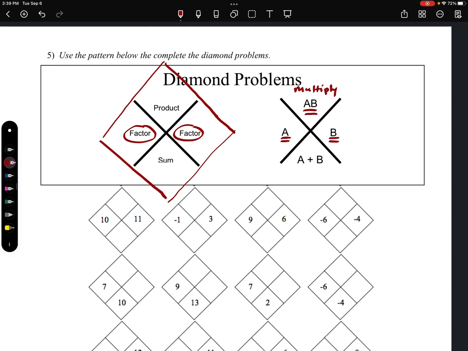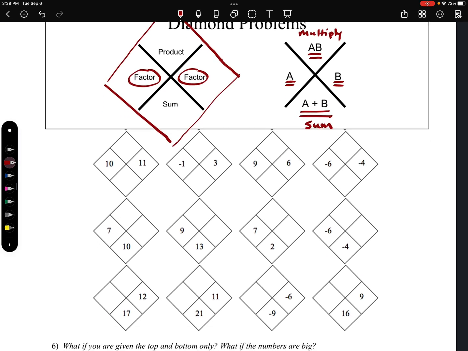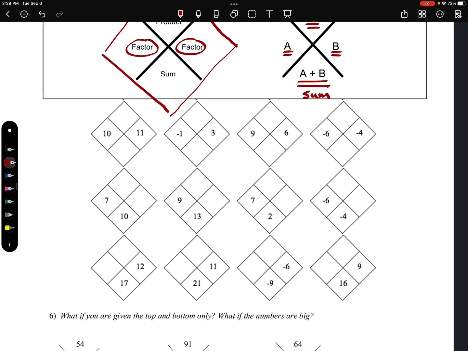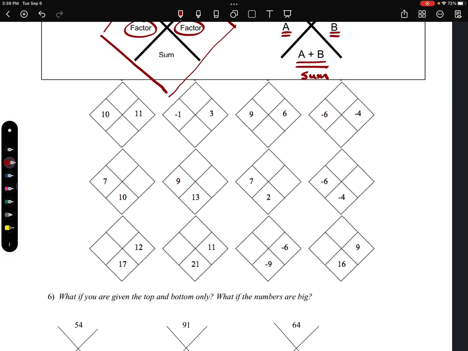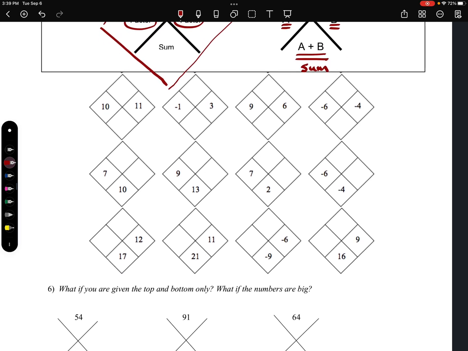And then we would take those same two and we would add them together to get the bottom. Okay, so it's not too difficult here. At any point, you can pause the video, go ahead and work through them, and then fast forward through to see if you got them right or wrong. I'm going to go ahead here and start.